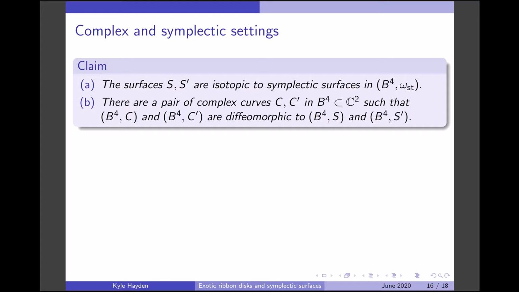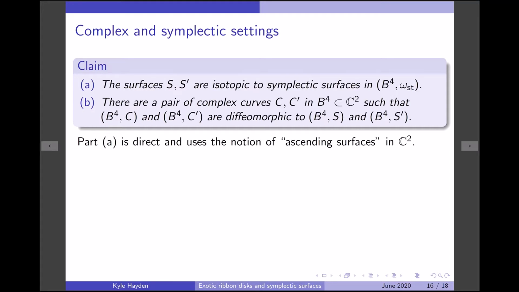So we can actually realize those exotic smooth surfaces S and S prime as complex curves up to diffeomorphism in the four-ball. So part A, that's proven rather directly, and it uses this idea of ascending surfaces in C2. Part B, on the other hand, is a little less direct and appeals to some deeper work of Gromov, in particular using some arguments of Boileau-Orevkov and Rudolph.